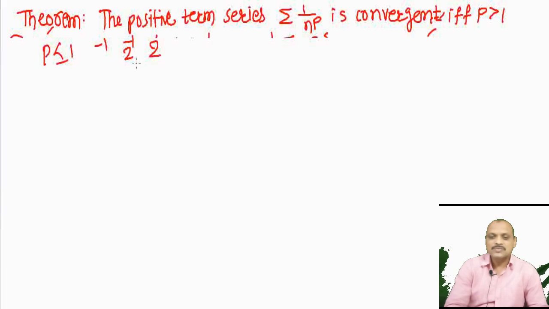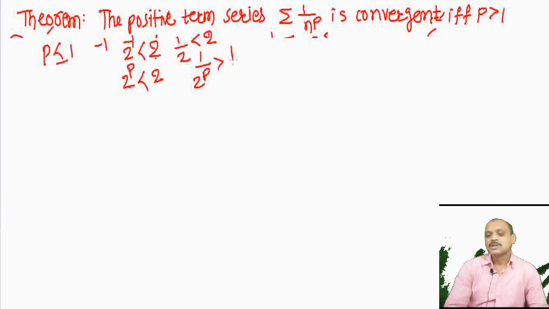2 raised to minus 1 is 1 by 2, and 1 by 2 is less than 2. So 2 raised to minus 1 is less than 2. When we consider 2 raised to p and 2, 2 raised to p is less than 2. If we take the reciprocal of this, obviously 1 by 2 raised to p is greater than 1 by 2. So we are going to use this idea to prove this.